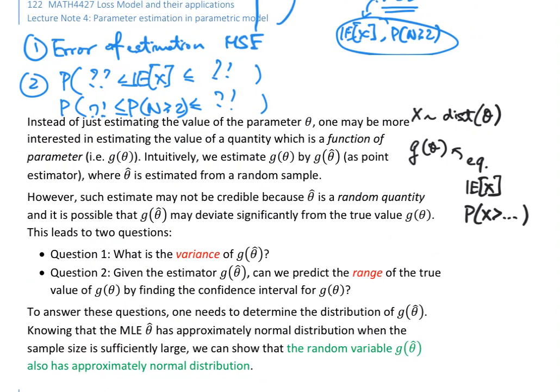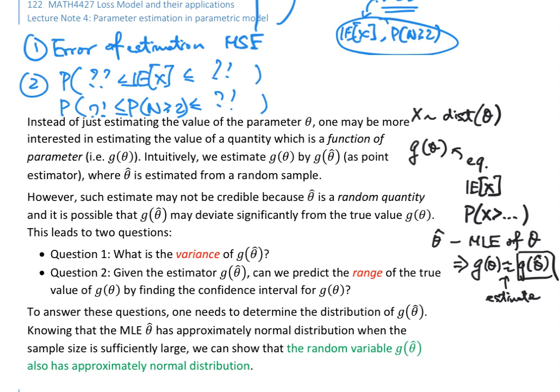Now, to estimate this g(theta), we use the maximum likelihood estimate. We let theta hat be the maximum likelihood estimate of theta coming from the maximum likelihood method. Remember, given this theta hat, you estimate g(theta) by g(theta hat). This will be our estimator.